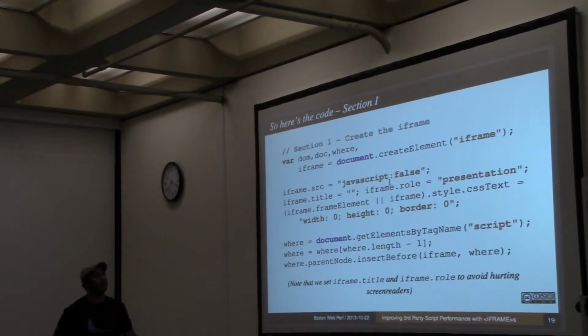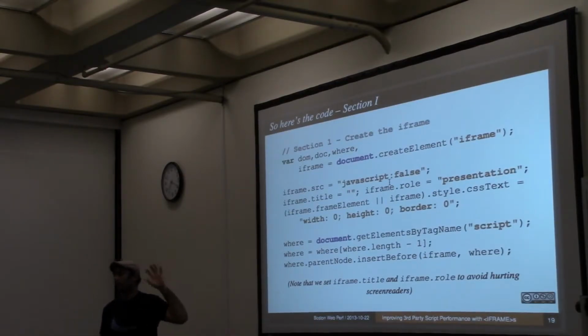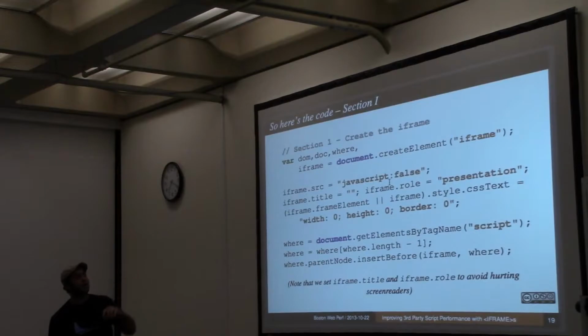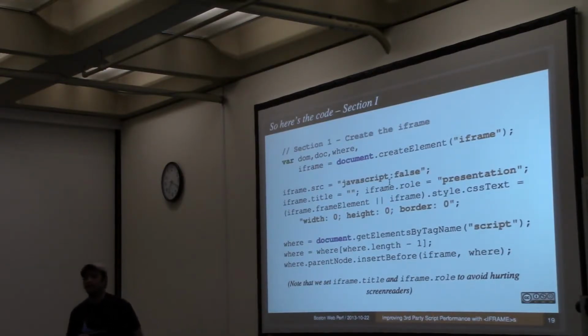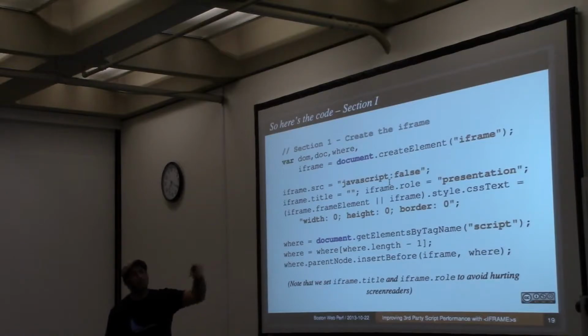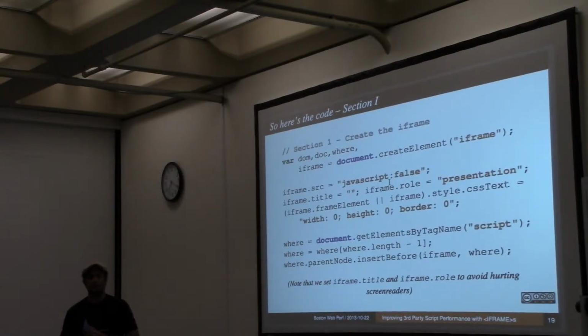Okay. So a lot of it is the same as what we did for creating the script node. We create a new iframe, we add it to the DOM, but right in the middle there we say iframe.source is equal to JavaScript false. And that's the key to this whole method of loading up something without blocking the onload. We do a few other things like set the role presentation, that's to stop screen readers from actually seeing that iframe, because it is in fact just a hack that we're putting in.